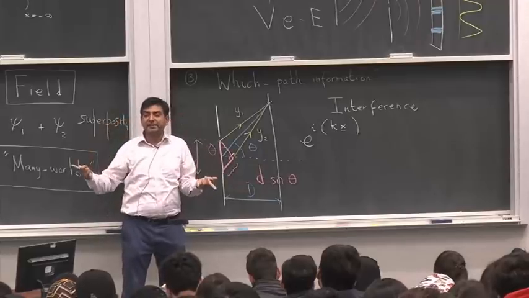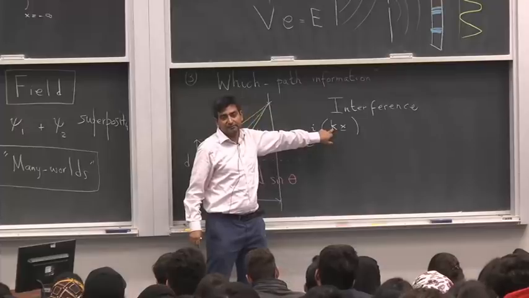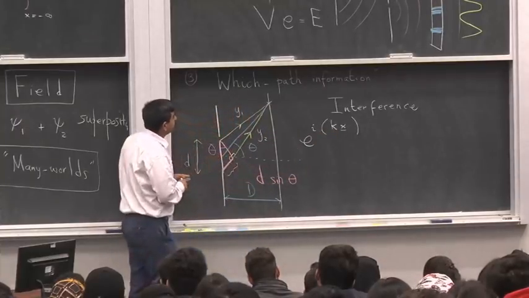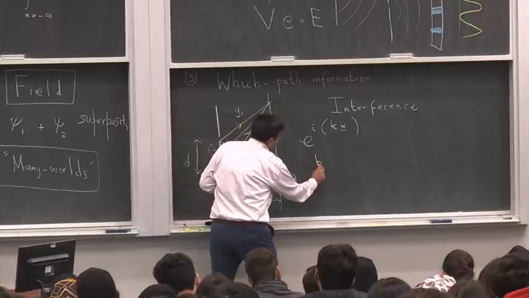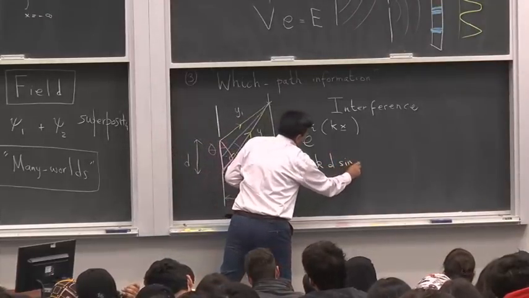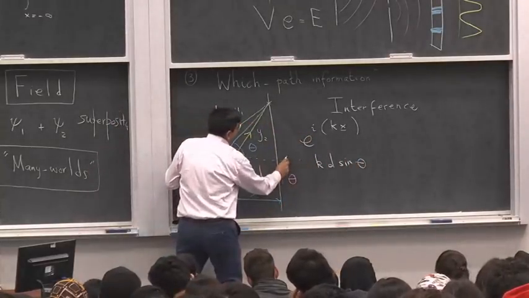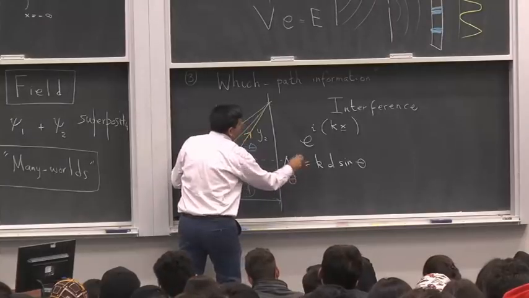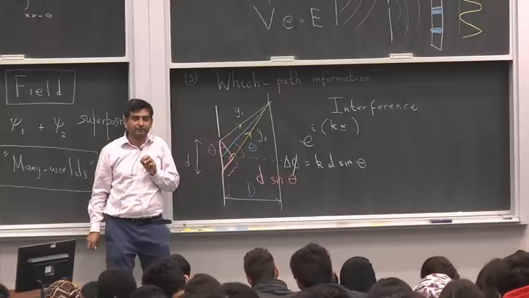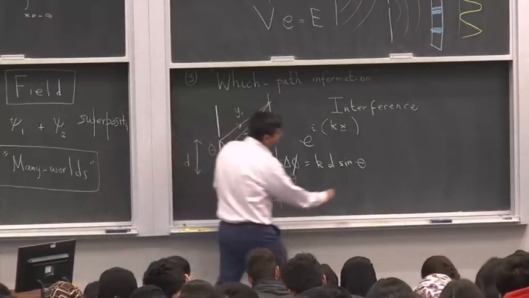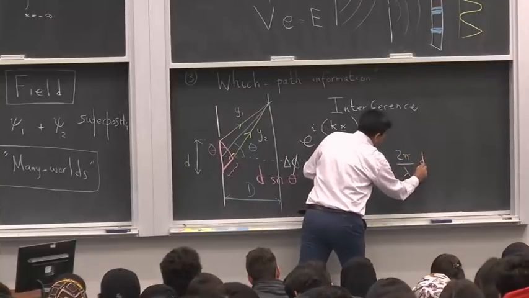If I want to find the phase difference, what do I do to a distance? I multiply the distance with k. So the phase difference between this ray y1 and the ray y2 is k times d sine theta. Correct? So this is the difference in phase phi between y1 and y2. Alright? Now this is 2 pi over lambda d sine theta.